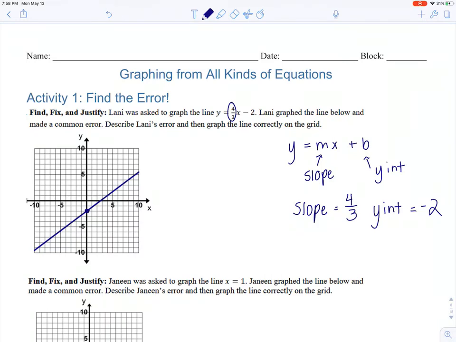Our slope of 4/3, remember, slope is rise over run. So we should see Lainey graphing up 4 and over 3, or right 3. So if I look, I see a point here and I see a point here. So when I'm checking her slope, it looks like she's instead going up 3 and over 4. So Lainey actually graphed a slope of 3/4 instead of 4/3. So we need to write that down.